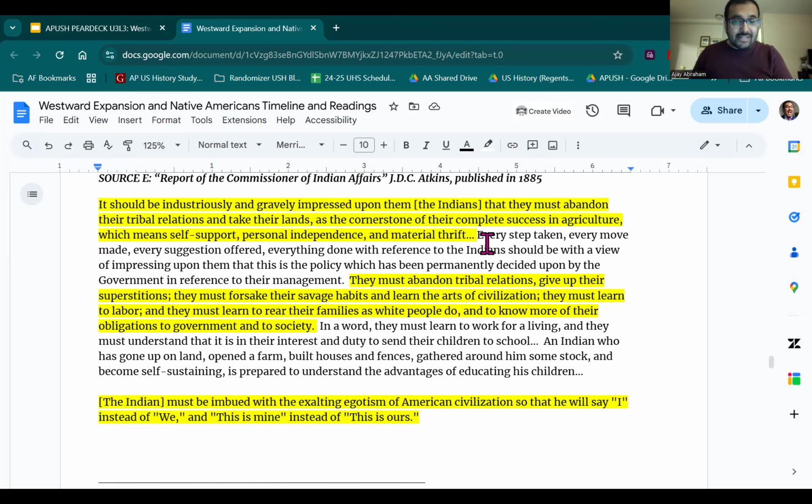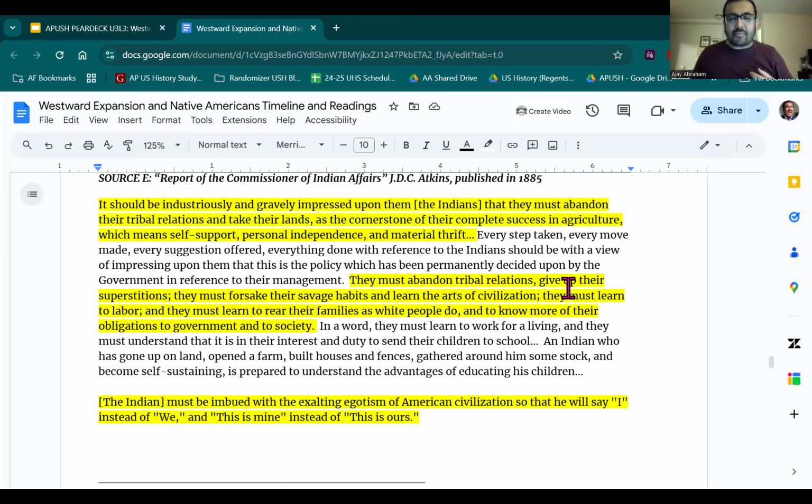What Agent Atkins is saying is that it should be industriously and grievously impressed upon the Indians that they must abandon their tribal relations and take their lands as a cornerstone of complete success in agriculture, which means self-support, personal independence, and material thrift. Basically, the American way is private ownership. So abandon tribal relations. That's the tribe is gone. And the Indian needs to understand this.